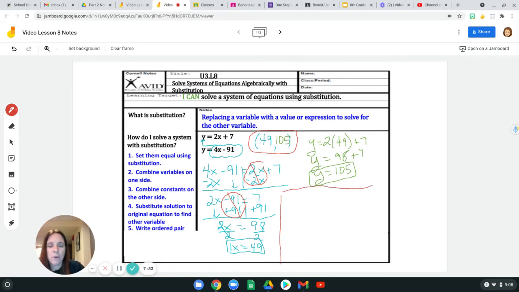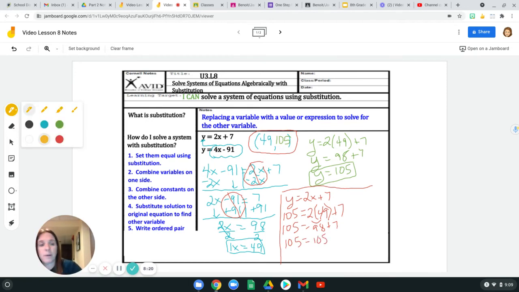So in the first one, y equals 2x plus 7. We're saying y is 105 and x is 49. So it's like doing your check, right? Is the left side going to equal the right side? And it does. And then you would do that for the other equation in the system as well.